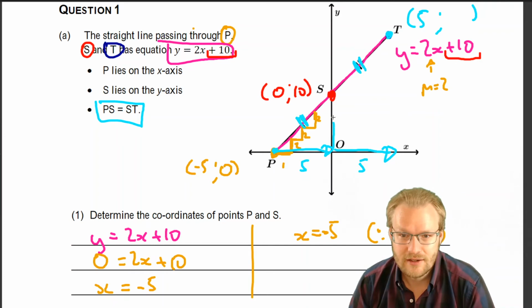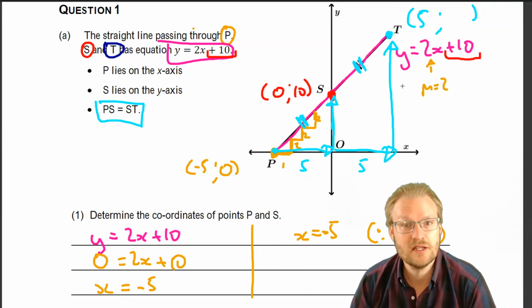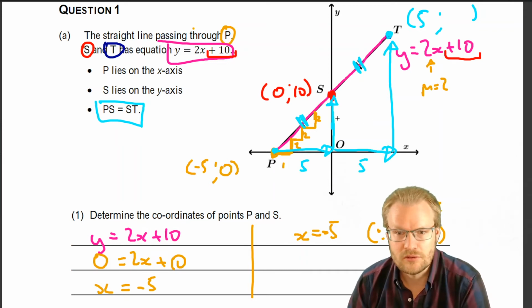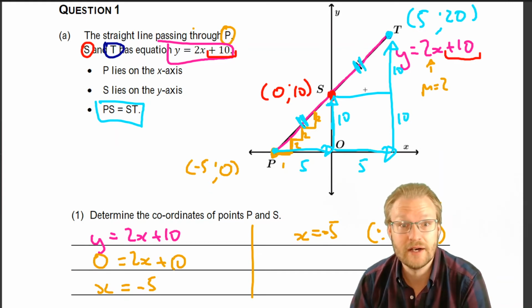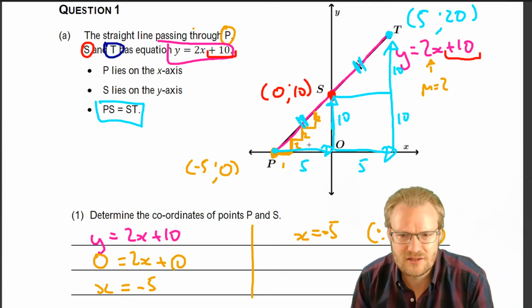And similarly, what's that distance there? And therefore, what is that distance there? Well, we've gone up by 10. So we must go up by 10 again. So we must go 10 plus 10. So it must be up by 20. And that is the question.